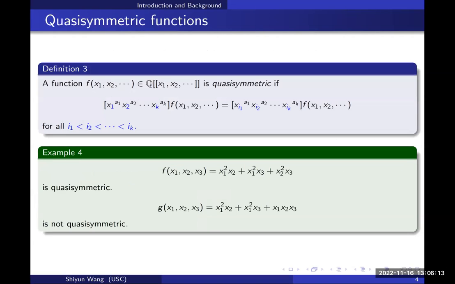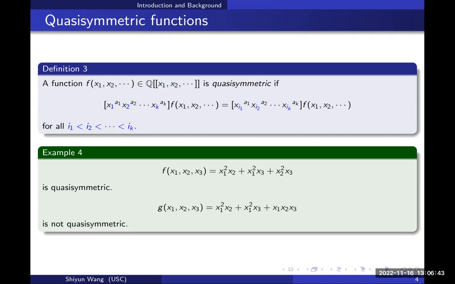So after the Schur function, the Schur basis of the symmetric functions, we now have quasisymmetric functions. People have started to do research on all kinds of Schur-like bases in the quasisymmetric functions, and we're trying to look for analogs of the properties of the Schur basis.